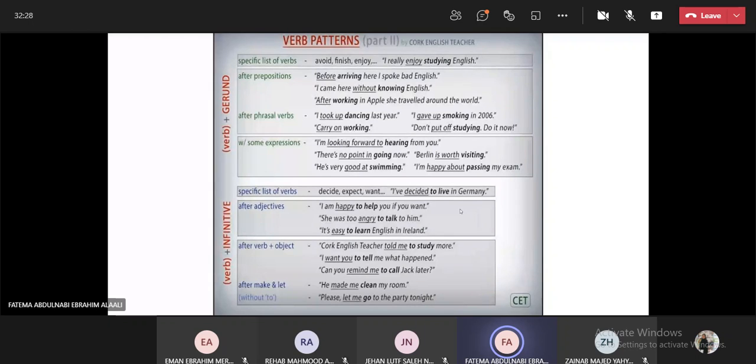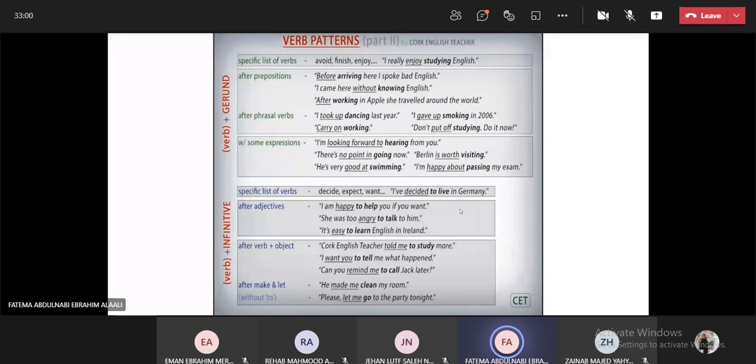The last use of the gerund is with some expressions, like: looking forward to learning from you. I'm looking forward to it. After these expressions, we have to form the verb in the gerund. There's no point in going now. No point in, and after it, the gerund. He's very good at swimming.